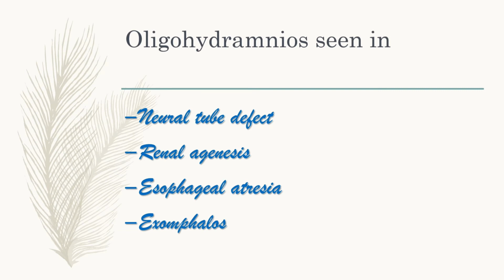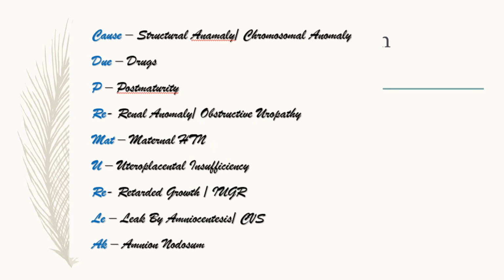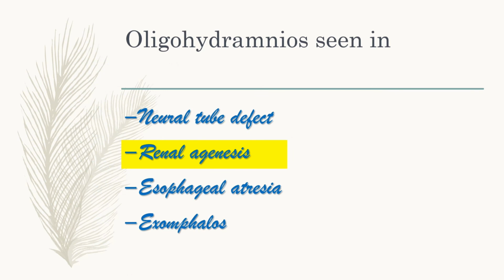Now this is an MCQ taken from one book, and this was asked in AIIMS 2000. Oligohydramnios is seen in, and they have given options like this: neural tube defect, renal agenesis, esophageal atresia and exomphalos. Here the answer is renal agenesis. Why renal agenesis? We have already seen that in oligohydramnios, the mnemonic is CAUSE DUE to PREMATURE LEAK. Within PREMATURE, RE is renal anomaly, that is obstructive uropathy or renal anomaly. So renal anomaly indicates renal agenesis, and that is seen in oligohydramnios.